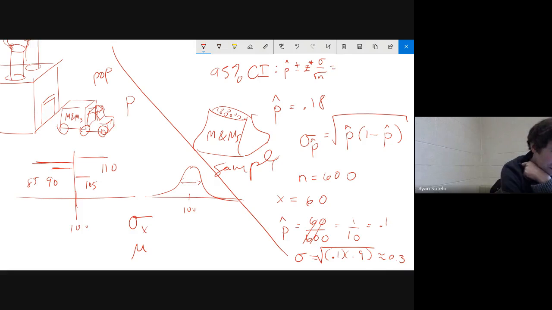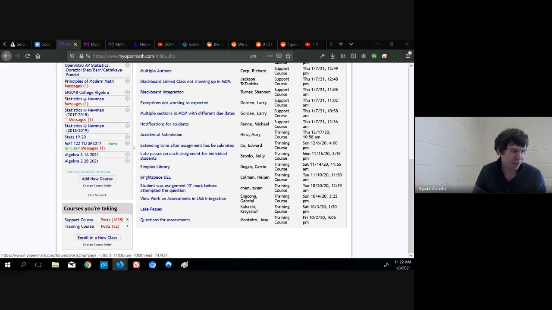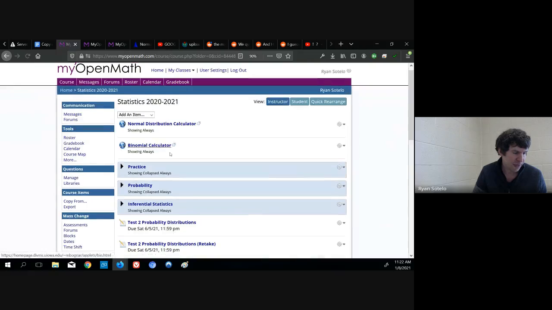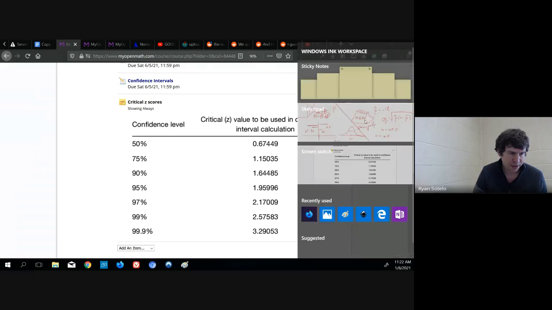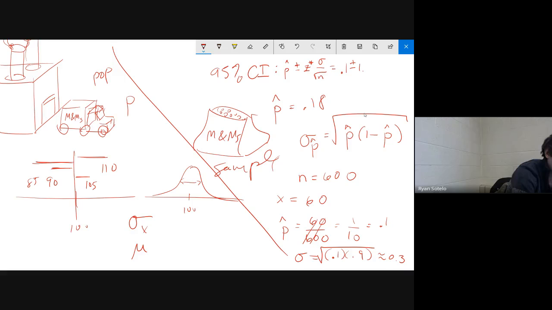So I'm going to say 0.1 plus or minus, and then for 95% confidence, that's 1.96. So we will use that. The standard deviation we found to be 0.3. And then we're going to divide by the square root of the sample size, which was 600, because we had 600 M&Ms. So if I do that, I'm going to get 1.96 times 0.3 divided by the square root of 600. That is 0.024.